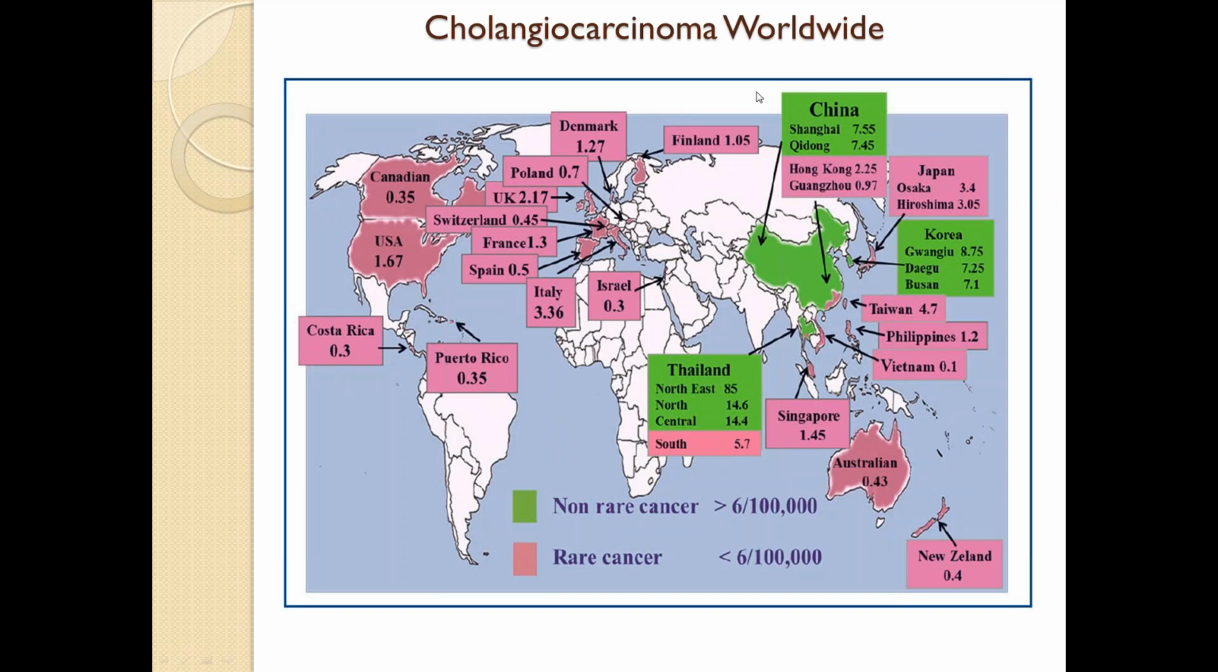So this is the geography of the worldwide distribution of cholangiocarcinoma. As you can see, the predominance of cholangiocarcinoma is really in Asia, in China and Thailand. And often the kind of cancer that you see there is different, not only clinically, but it can be different genetically from the cancer that you see in the Western world.